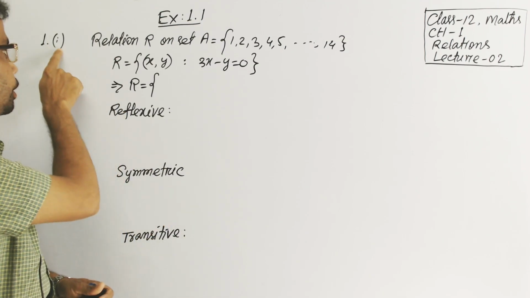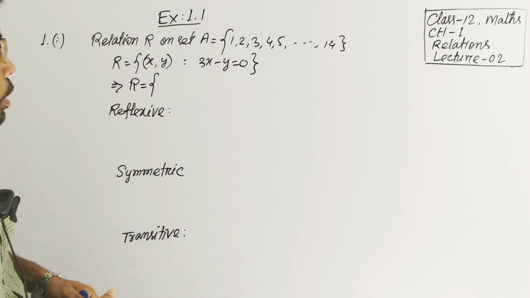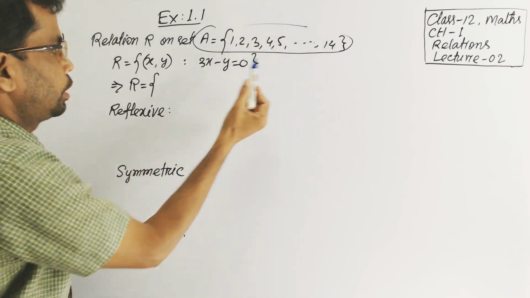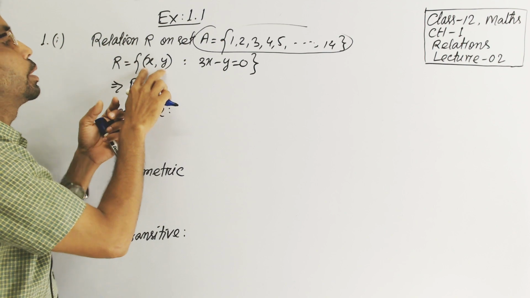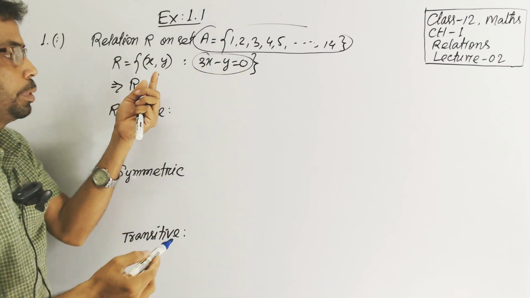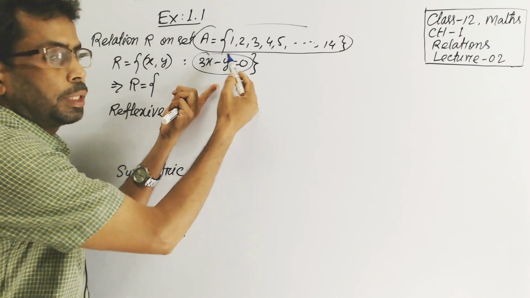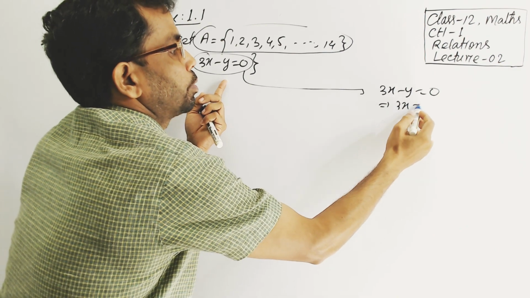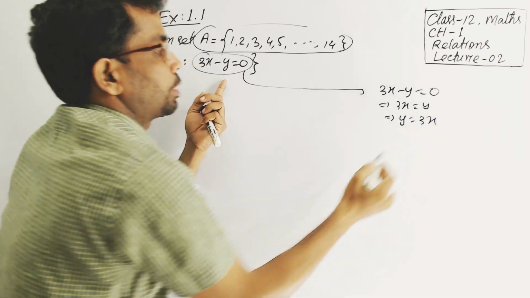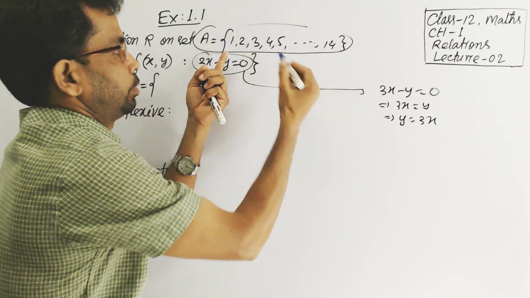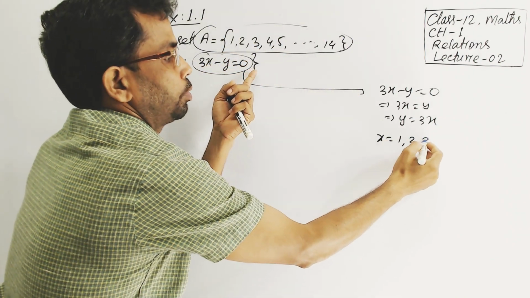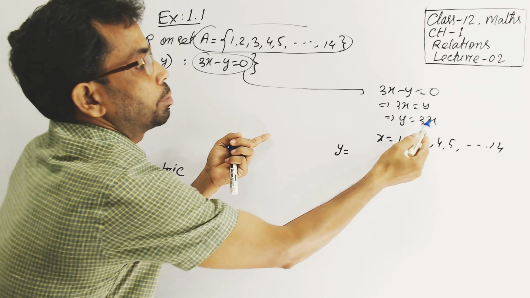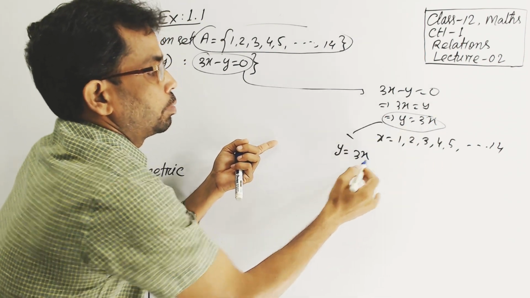Starting with the first question of exercise 1.1. On the set A = {1, 2, 3, up to 14}, the relation is given by R = {(x, y)}, all the pairs made by x and y in which x and y are connected by this equation: 3x - y = 0. From here, 3x = y, that means y = 3x. x can take the values from this set, that means x can take values 1, 2, 3, 4, 5 up to 14. Then what will be the corresponding values of y? y is given by 3x.